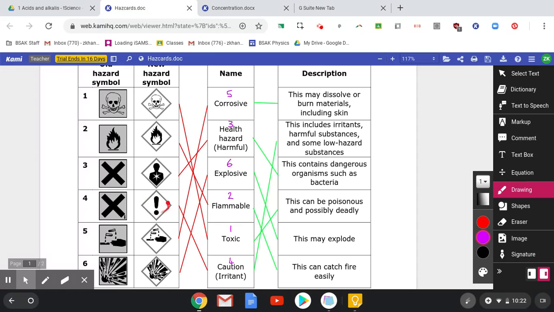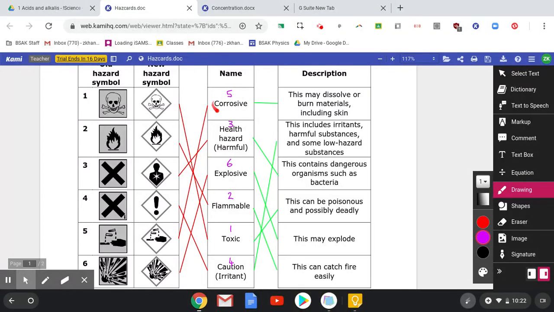The fourth symbol is an irritant. The fifth symbol is the symbol for corrosive materials or substances. And the final symbol is for an explosive substance. Okay. Now, the definitions or descriptions are on the right hand side.